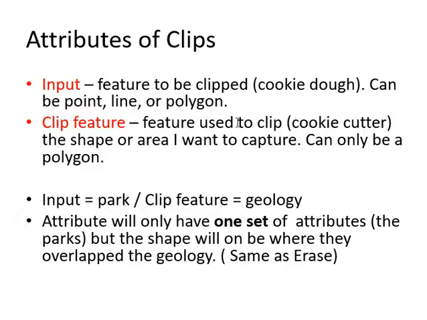When I get the clip, I'm only going to have the attributes of the park. I will have no geology information at all. If I wanted the geology information included with the park, I'd have to use either the union or the intersect for that.